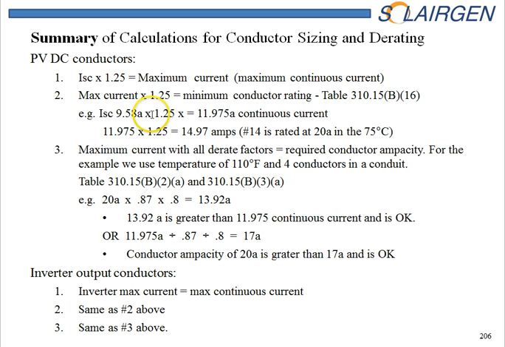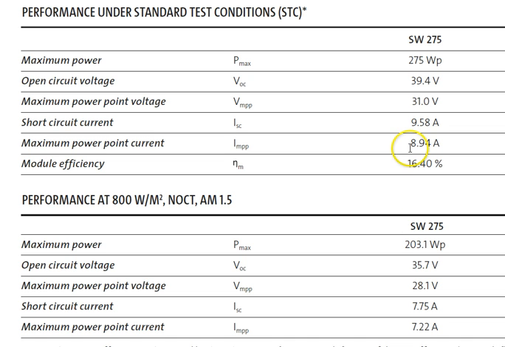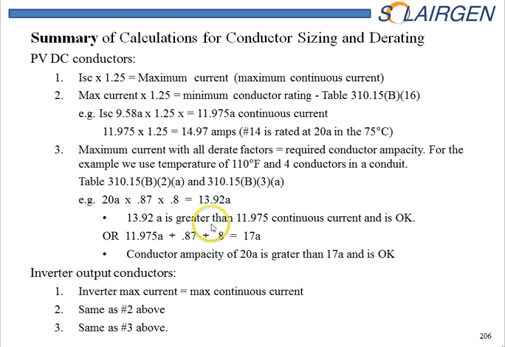So the first step, we took our short circuit current, which we got from a module data sheet. So we look at the Solar World data sheet for the 275 watt module, scroll down to the ISC, and there it is, 9.58 amps. So we take the 9.58 amps times 125% gives us 11.975 amps continuous current. Next step, take that continuous current, multiply by another 125%. That gives us 14.97, or approximately 15 amps.